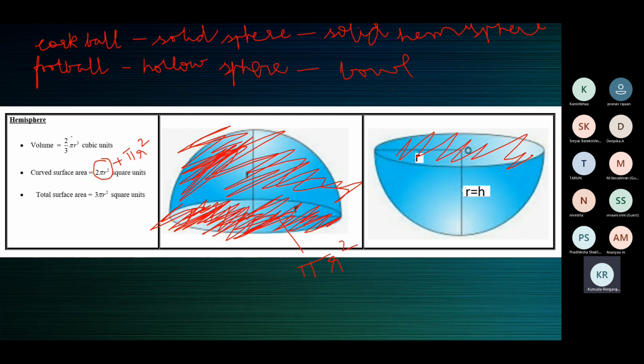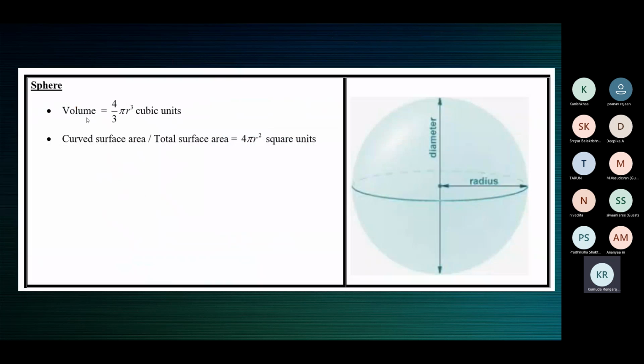Volume is 2 by 3 pi r cube. That was 4 by 3 pi r cube. Here 4 by 3 pi r cube. So hemisphere will be half of this. Half of 4 by 3 pi r cube. 2 ones are, 2 twos are. So 2 by 3 pi r cube.